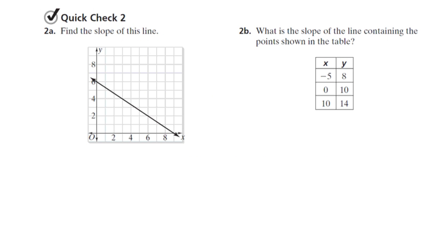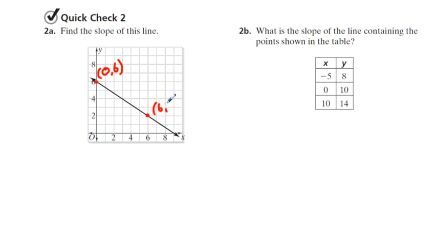Next, a quick check 2. Find the slope of this line. Well, we can pick out 2 points. We got a graph here, 0,6. And we got to be careful to make sure we're right at the corner where the graph touches right through the corner of the grid. So we have 0,6 up here, and then our point at the right is going to be 6,2.